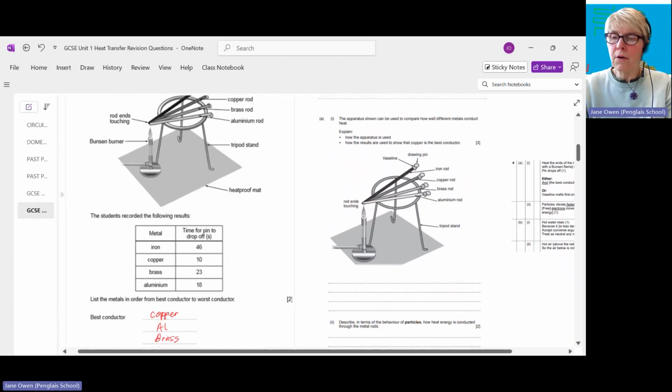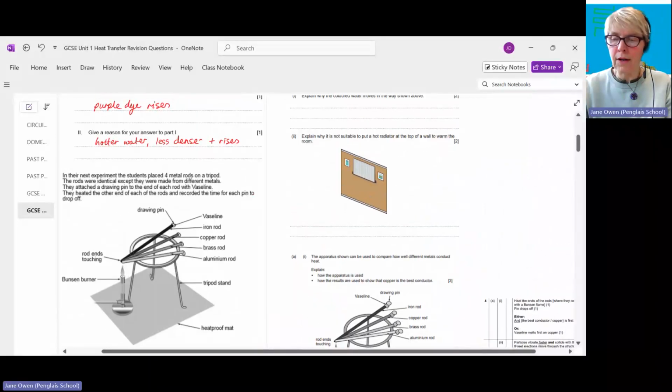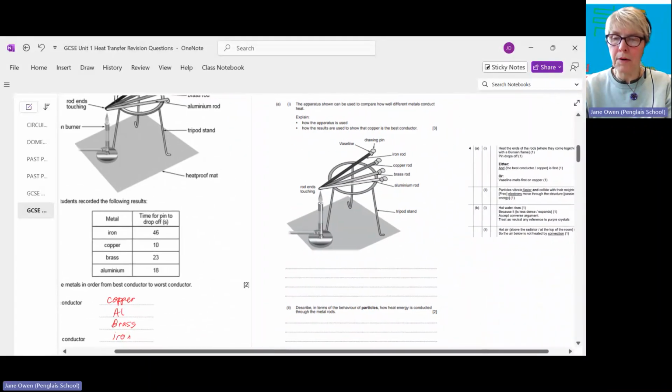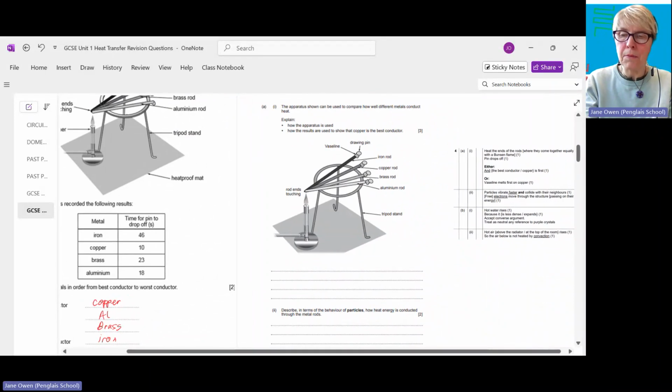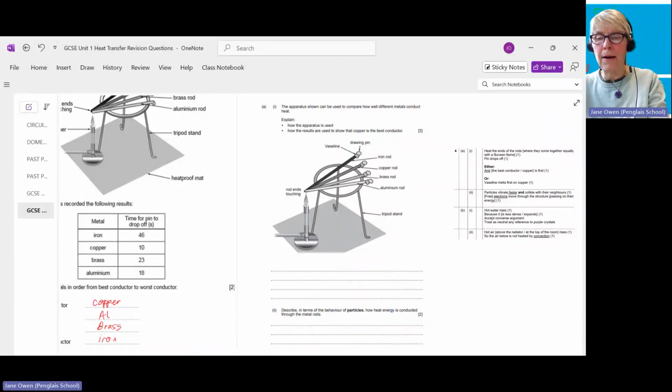Now the higher equivalent of this asks you to do a little bit more with this particular one. It's asking how the apparatus is used. So basically putting into words a plan of action: how the apparatus is used and how the results are used to show that copper is the best conductor. So we heat one end, we put Vaseline at the other end and allow the heat to conduct along the bar until the Vaseline melts. The one with the quickest time will be the best conductor.